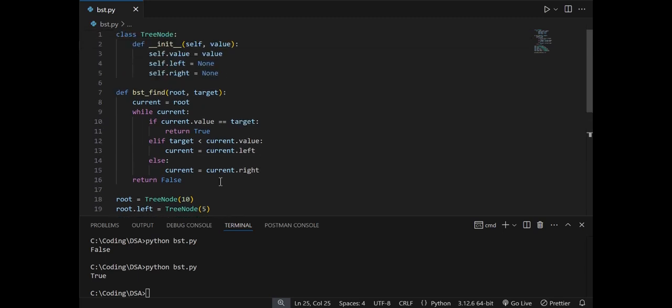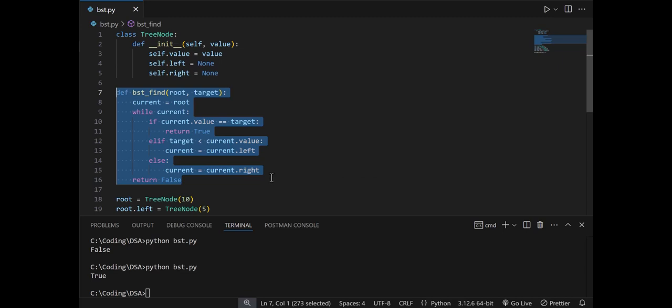But as you can see, the iterative way of doing this is actually pretty easy. Just a while loop with some if statements and then a return statement. Then you can use all the power of binary search trees to make your searches faster.